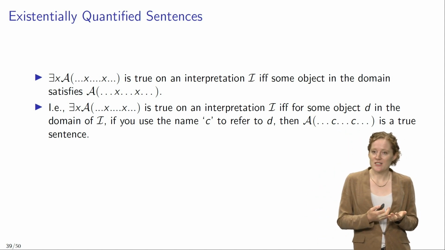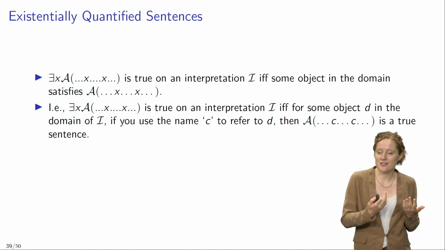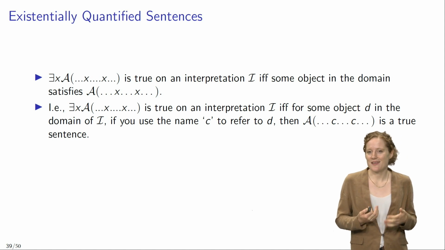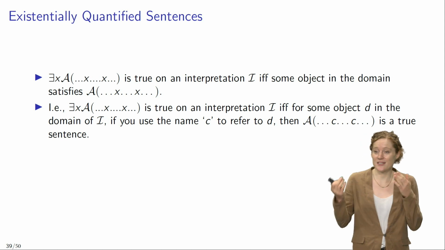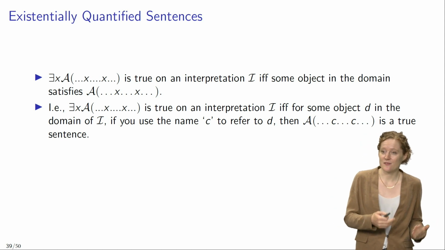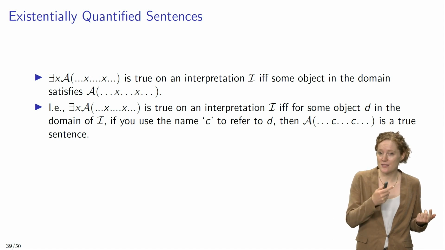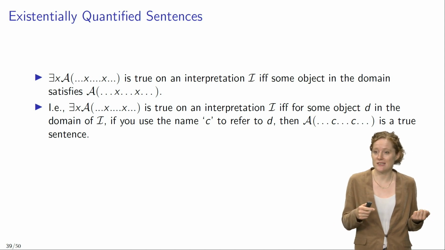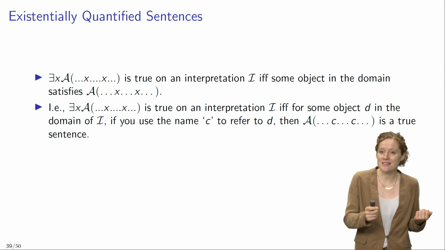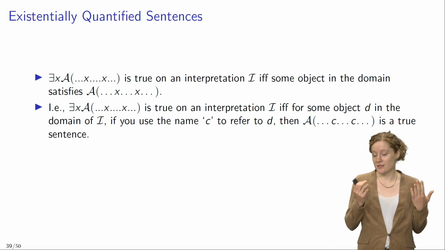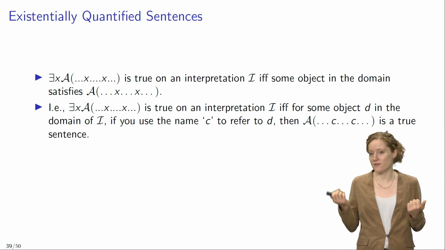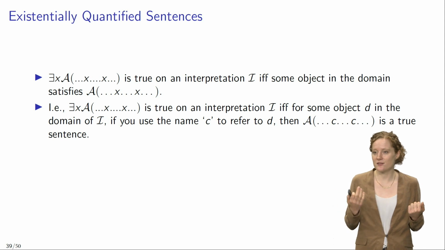So given what we just said about satisfaction, that means that there is an x such that Ax is true on an interpretation I, if and only if for some object D in the domain of I, if you use the name C to refer to D, then the sentence AC that uses the name C in place of the variable x is a true sentence.